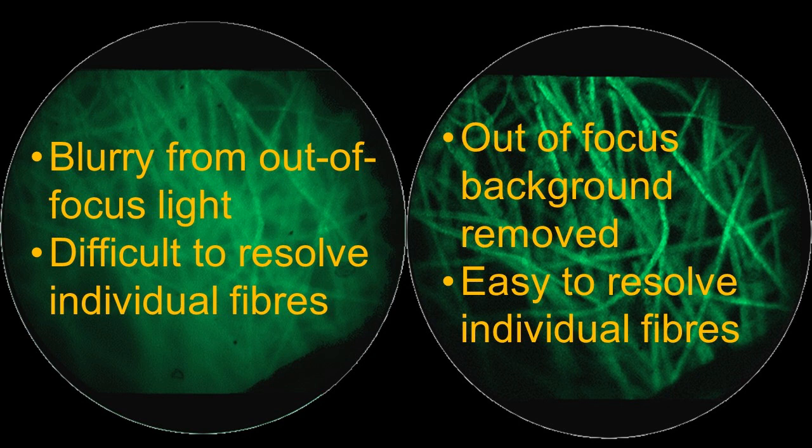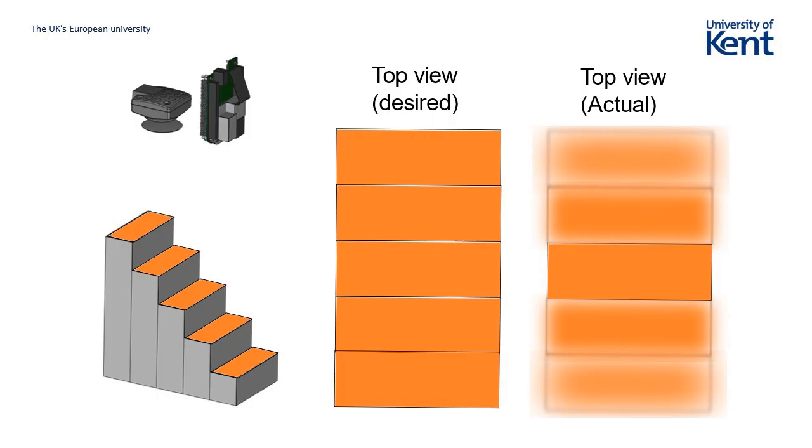You can see that in the void periods, where you have space between fibers. It appears as gray in the left image or light green, and it's black in the right image. So it's much easier to resolve individual fibers. Now, the reason for that goes to this idea of optical sectioning.